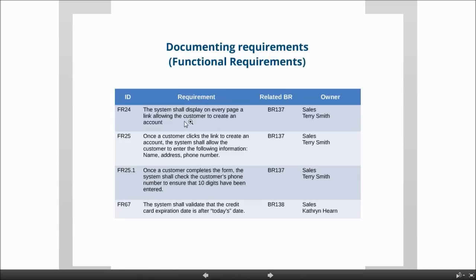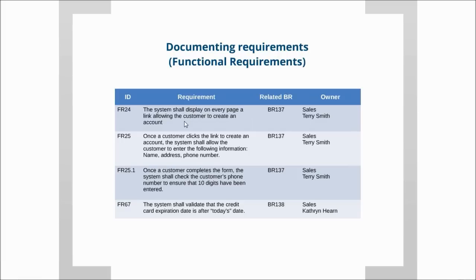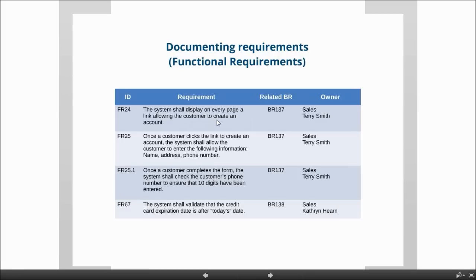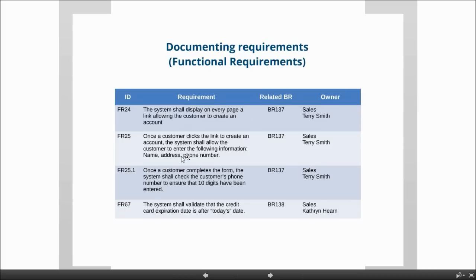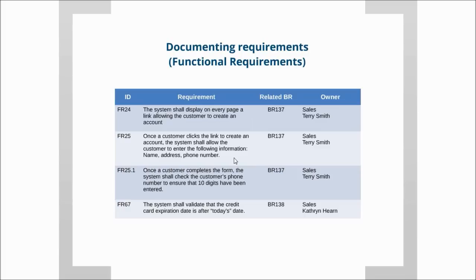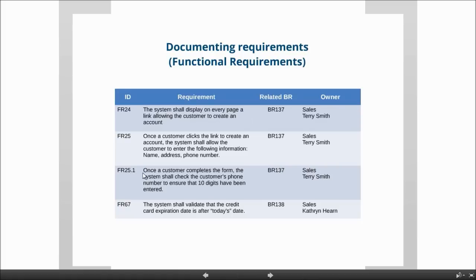So as a part of that, again, we're breaking it down a little bit more. The system shall display on every page a link allowing the customer to create an account. Well, they can't create an account if they don't know where to go to create one. So this is the first piece of that. The next piece is, once a customer clicks the link to create an account, the system shall allow the customer to enter the following information: name, address, phone number. So again, once they know what to do, now they need to know what information is required to create the account. And this is 25.1 because it really kind of rolls up under this one.